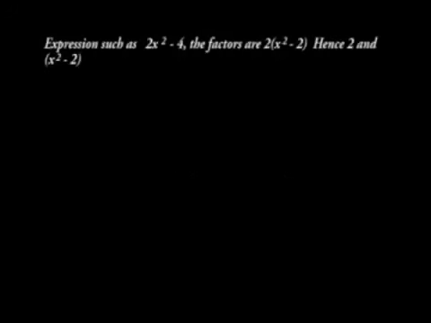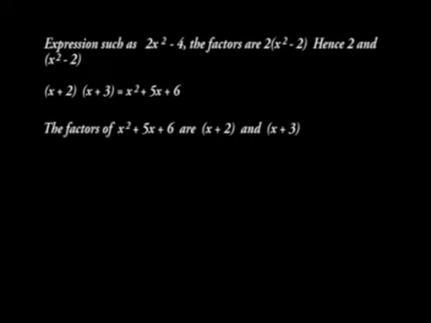Factorization of quadratic expressions. In an expression such as 2x squared minus 4, the factors are 2 into x squared minus 2, hence 2 and x squared minus 2 are the factors. So how then do you find the factors of a quadratic expression? (x + 2)(x + 3) is equal to x squared plus 5x plus 6. The factors of x squared plus 5x plus 6 are x plus 2 and x plus 3. Having the quadratic expression, we can find its factors.